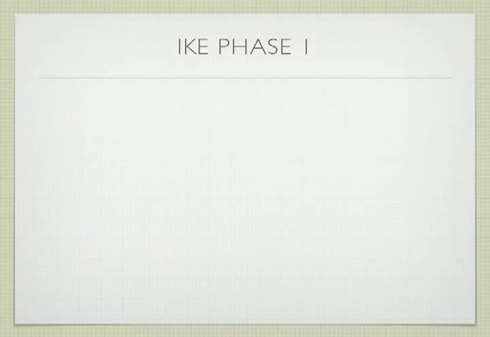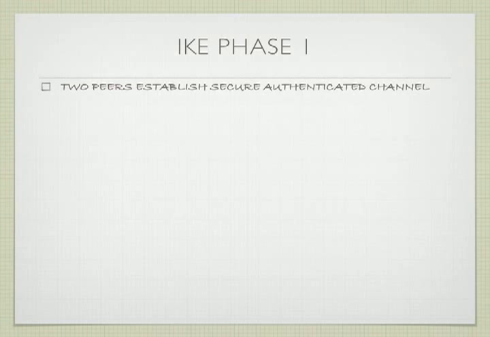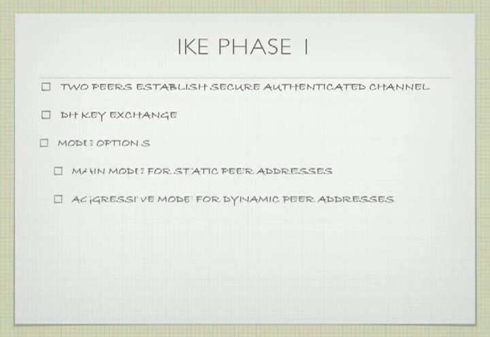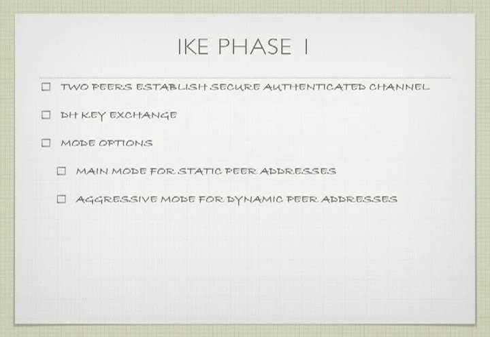Okay, phase 1 of IKE. The two peers will establish the authenticated channel between the gateways. This will use the Diffie-Hellman key exchange process. There are options on how the negotiations occur. You can use main mode or aggressive mode. Main mode is used when two peer devices have static IP addresses, and aggressive mode is generally used when one of the devices has a dynamic IP address. So if you're doing a computer to firewall VPN connection, it would be done in aggressive mode.